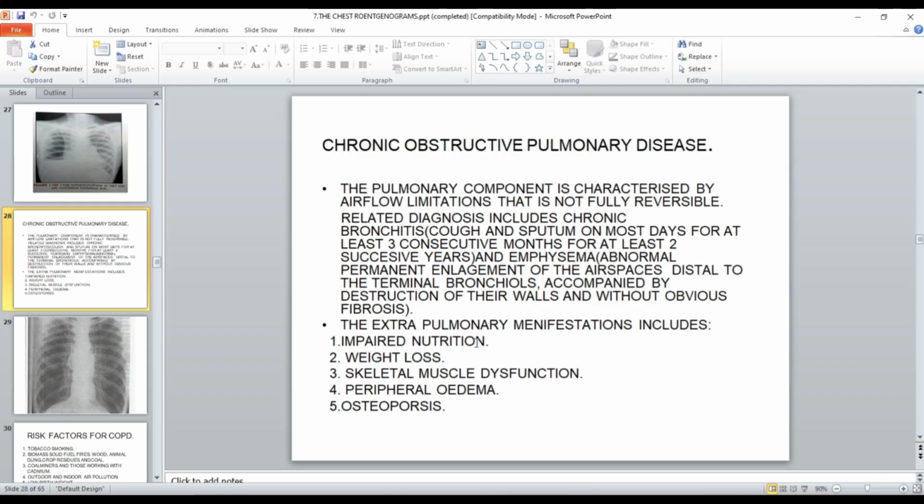The extrapulmonary manifestations include impaired nutrition, weight loss, skeletal muscle dysfunction, peripheral edema, and osteoporosis.